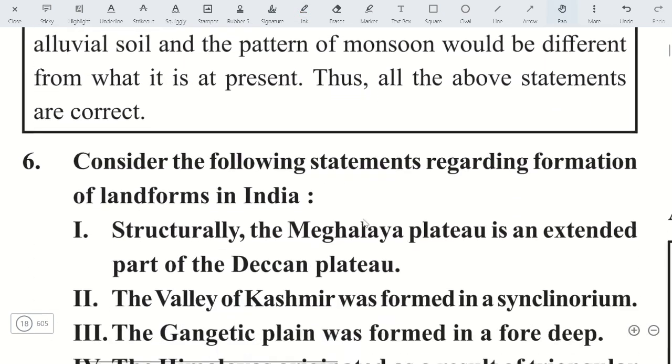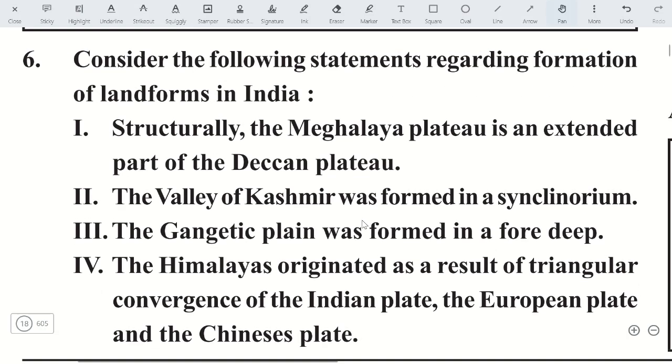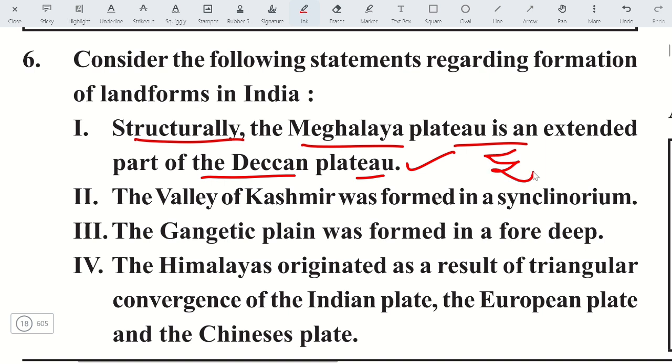What is the next question? Consider the following statements regarding the formation of landforms in India. The first statement is: structurally, the Meghalaya plateau is an extended part of the Deccan Plateau. This is right, because if you make India here, then here is Meghalaya, and here is the Deccan. It is an extension of the Deccan Plateau, part of peninsular India. So the first statement is right.